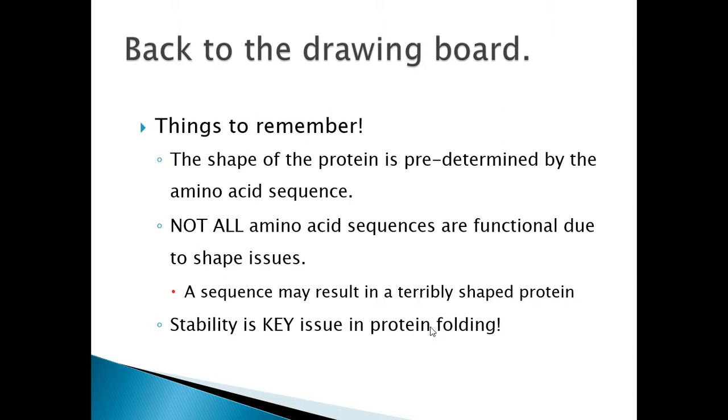So what's important is stability. When proteins were first forming, not all of them came together and formed nice structures. Some of them were a horrible thing that did nothing and it fell apart. So the amino acid sequence really is important in determining that.